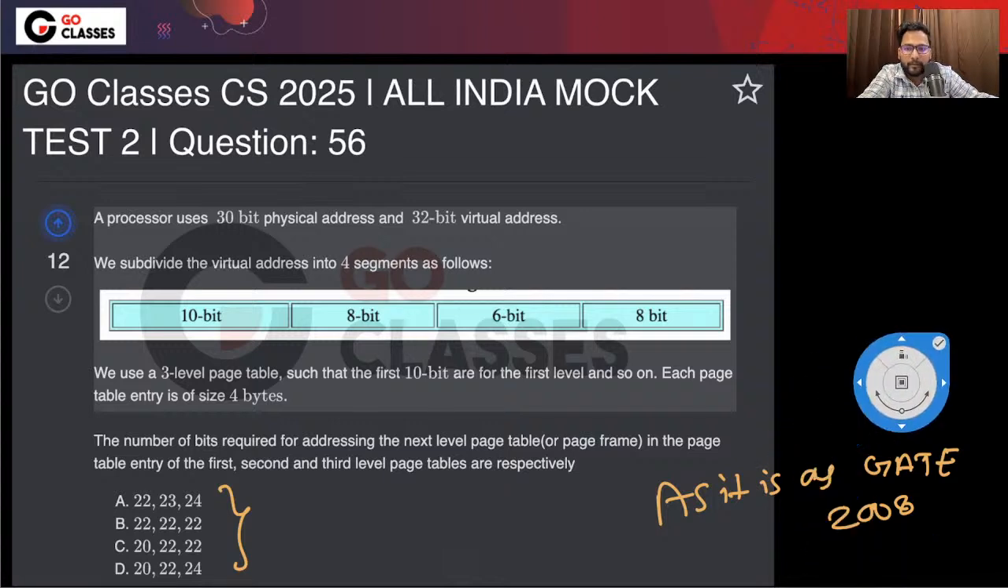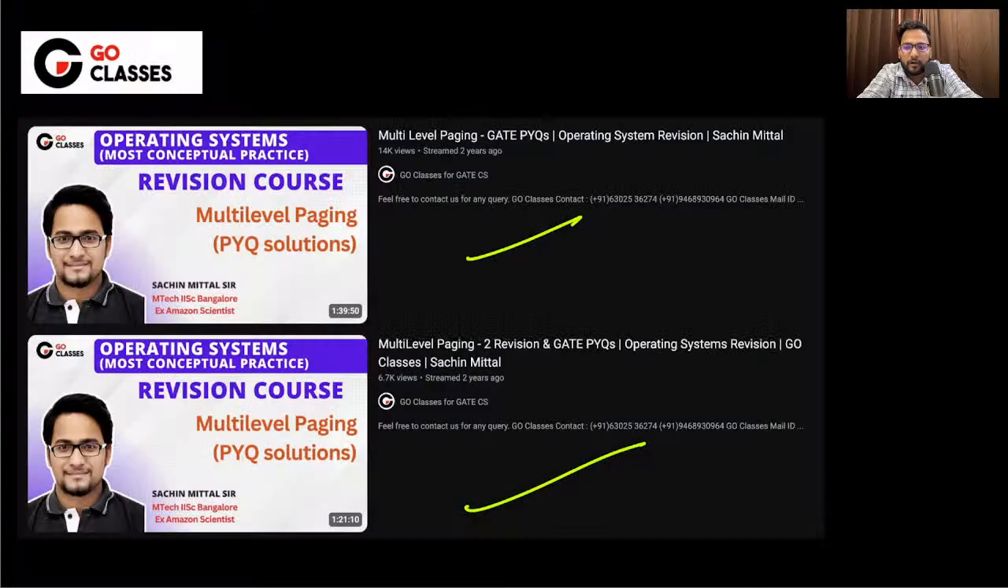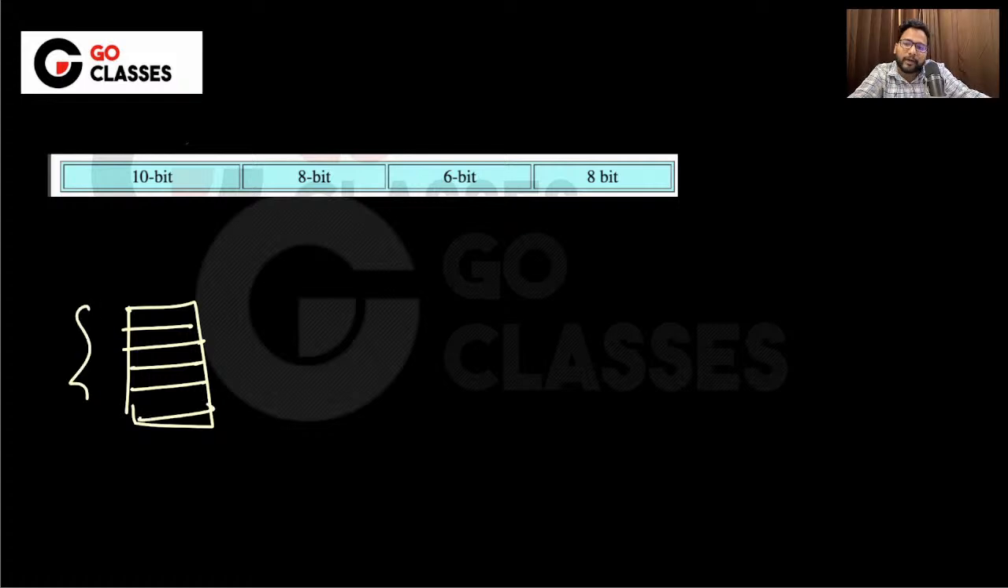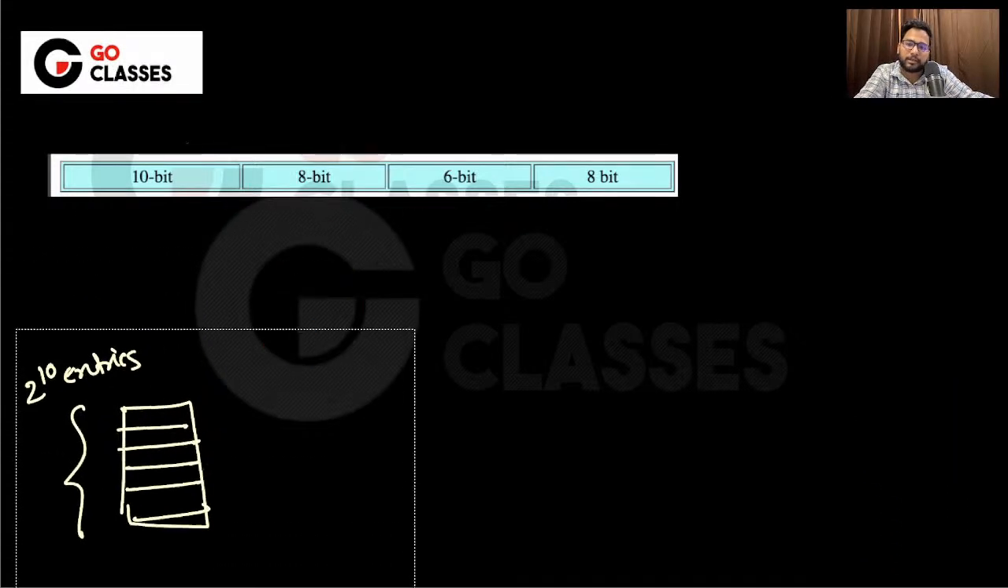So what they are saying: you have this memory division of virtual address. You can watch these two videos, by the way, but let's see here. So you have the memory division of the virtual address, something like this. First, tell me, what does this 10-bit mean? It means there will be chunks. There will be one chunk here which will have 2 power 10 entries, right? So this has 2 power 10 entries.